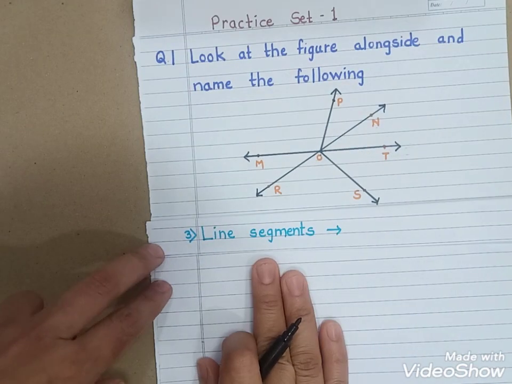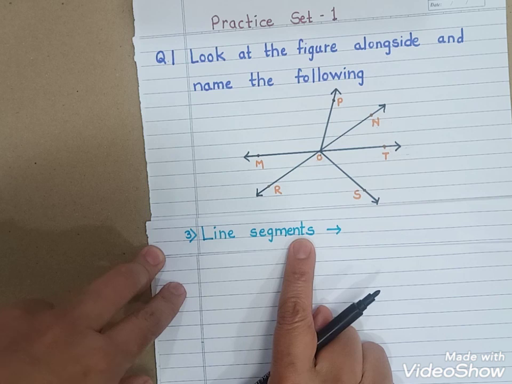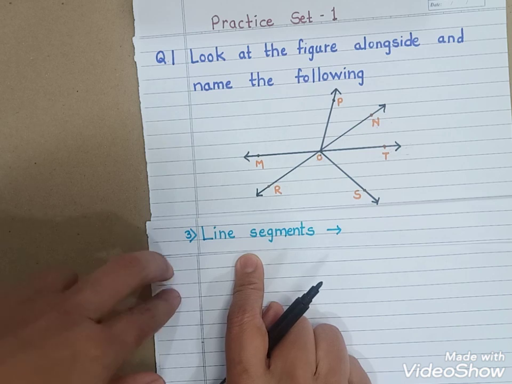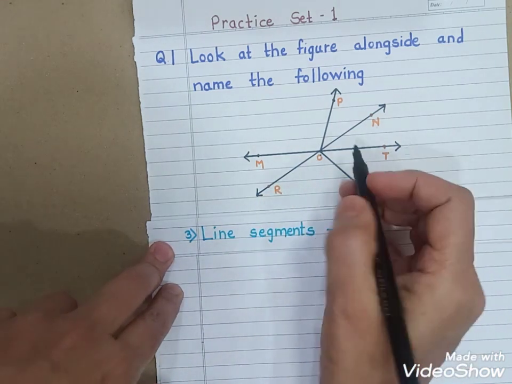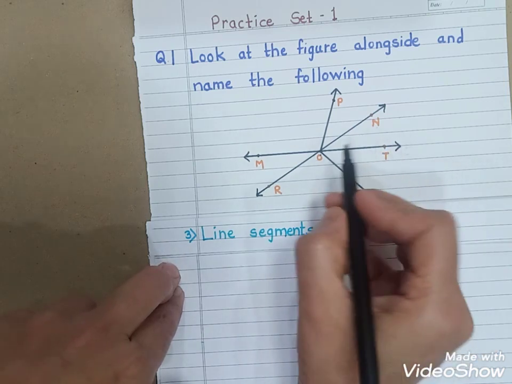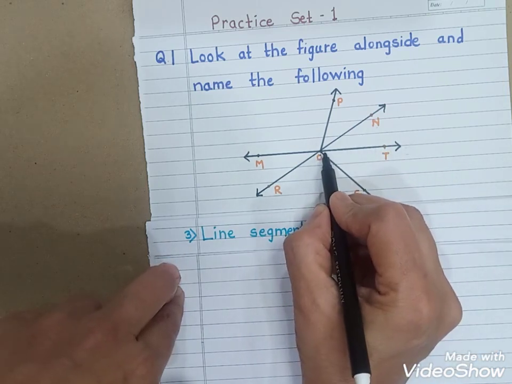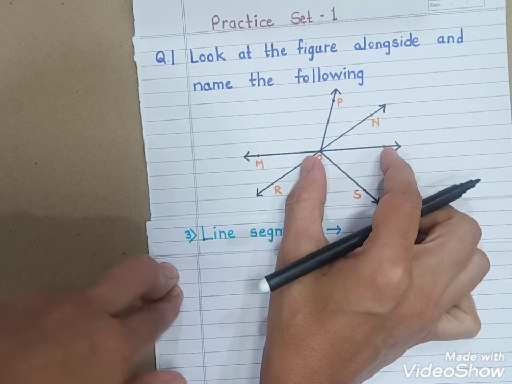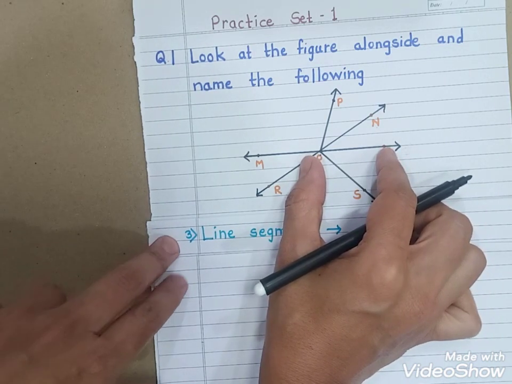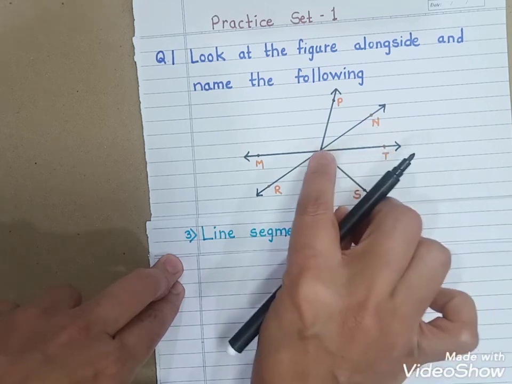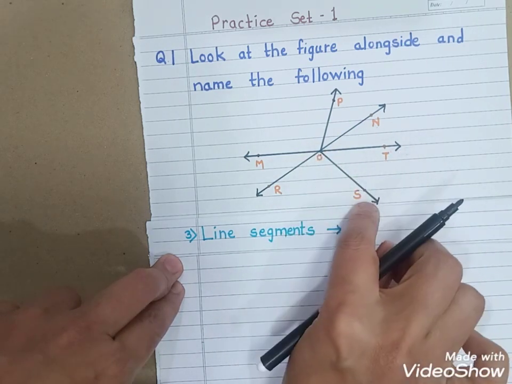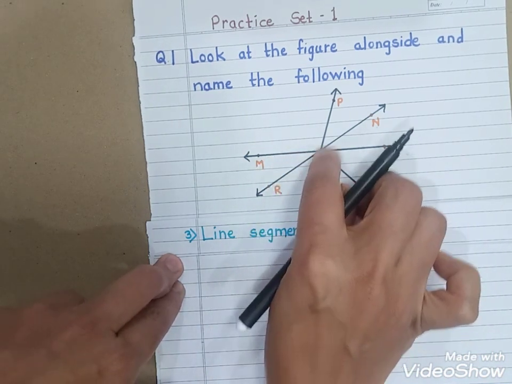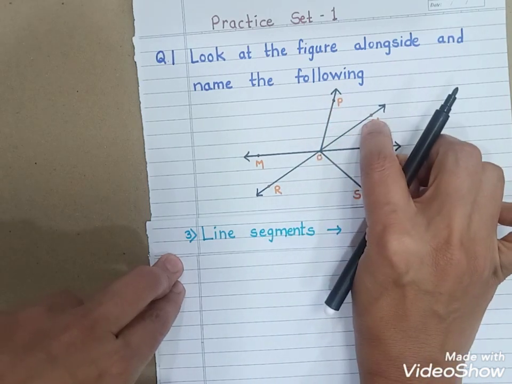We are going to write the names of line segments. What are the line segments? A line segment has two end points which show its limits. Now in this figure, if we take 2 points, point O and point T, then we have drawn the line from these 2 points, point O to point T. So these are the end points. So it is segment OT. Like this, there are other names like segment OS, segment OR, segment OM, segment OP and segment ON.